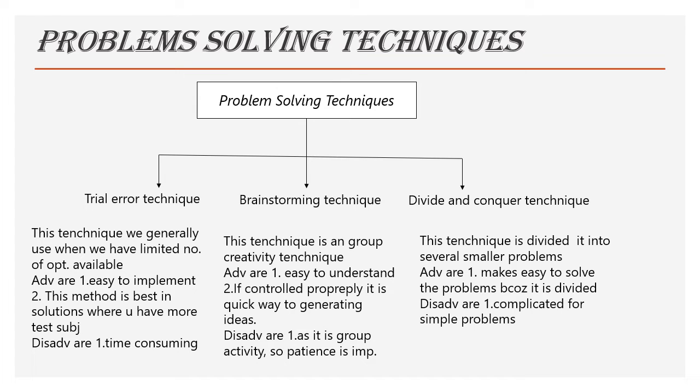Now, trial and error technique. This technique we generally use when we have a limited number of options available. The trial and error approach to problem solving involves trying a number of different solutions and ruling out those which do not work. This approach can be a good option if we have a very limited number of options available.